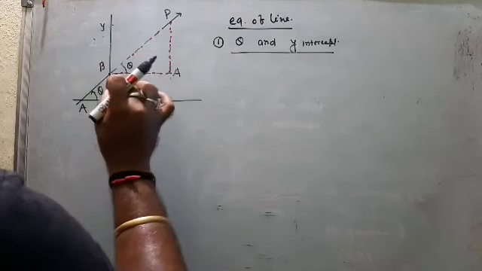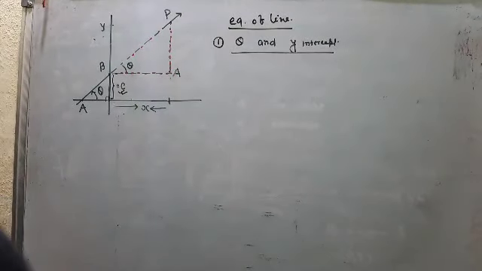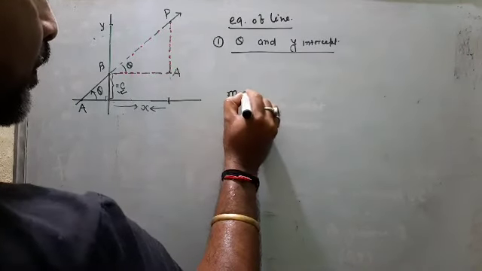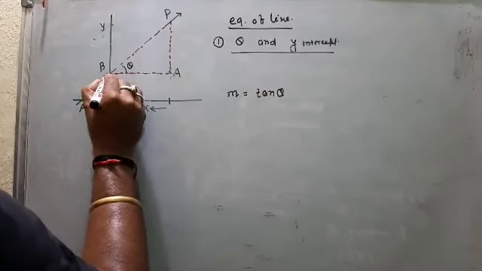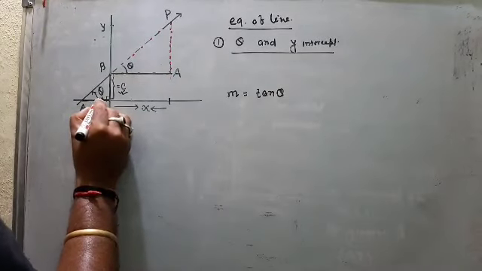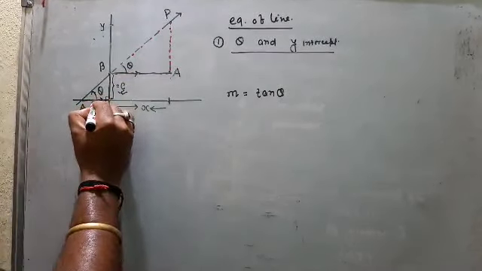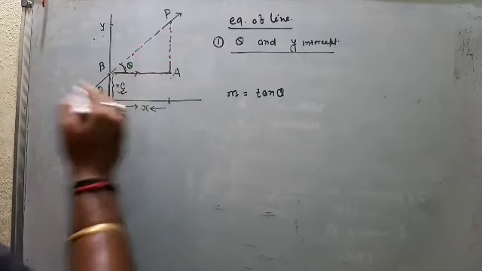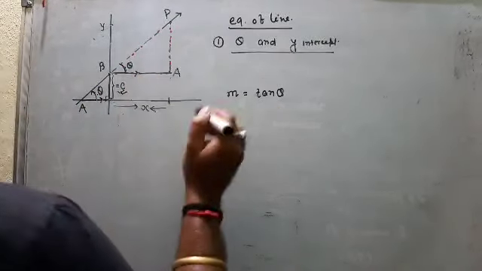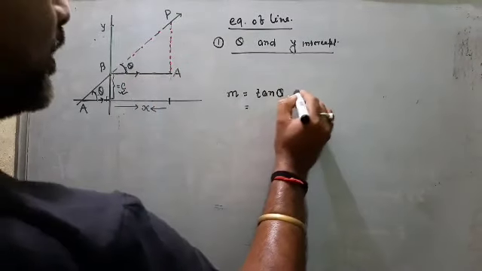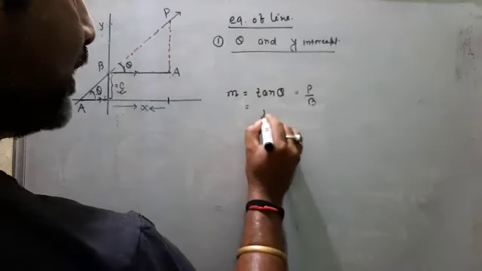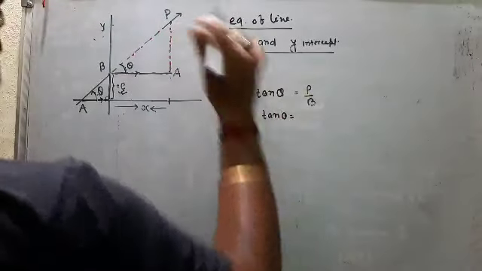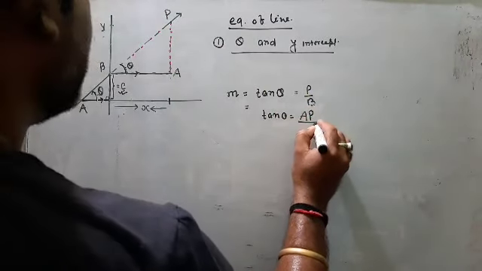When slope is given, that means theta, the inclination, is given. What do we know? We know that slope m is equal to tan theta. Now this line and this line are parallel. Again this angle and this angle are equal, corresponding angles. So m is equal to tan theta, and tan theta is perpendicular by base. So tan theta is equal to perpendicular, that means AP, by AB.